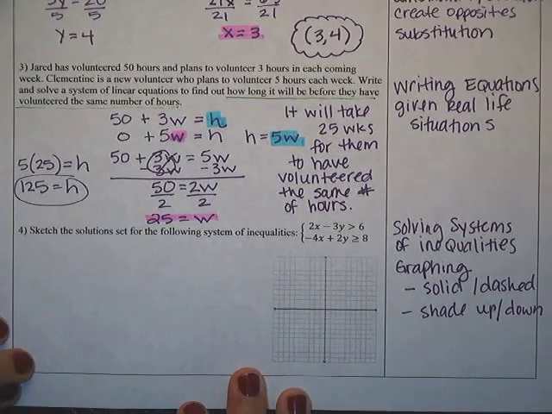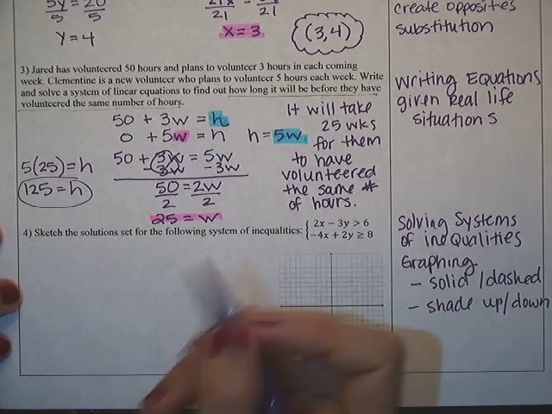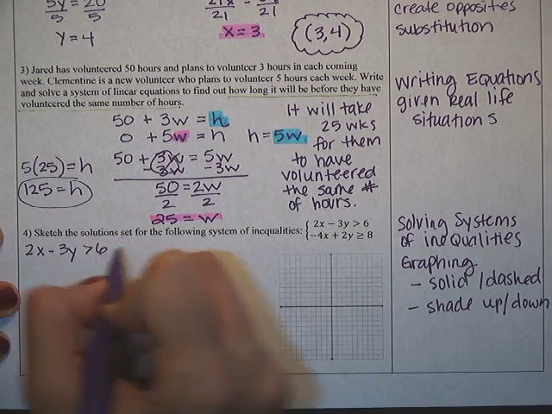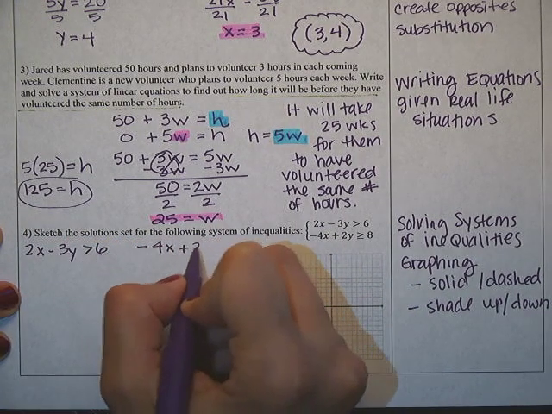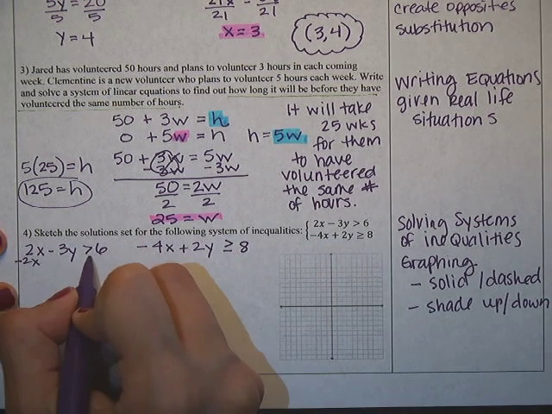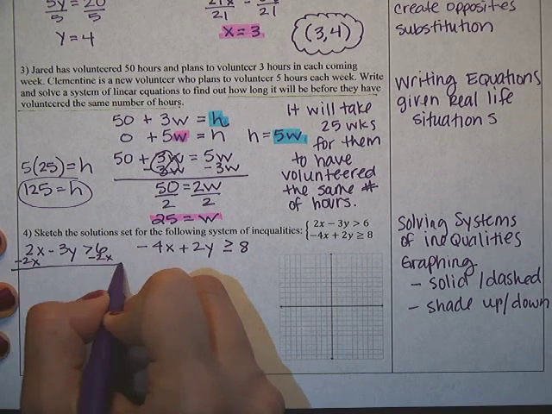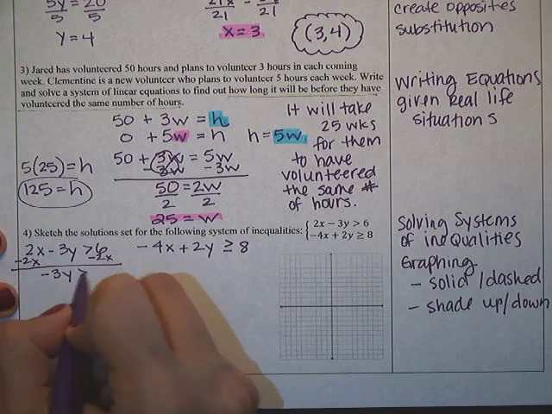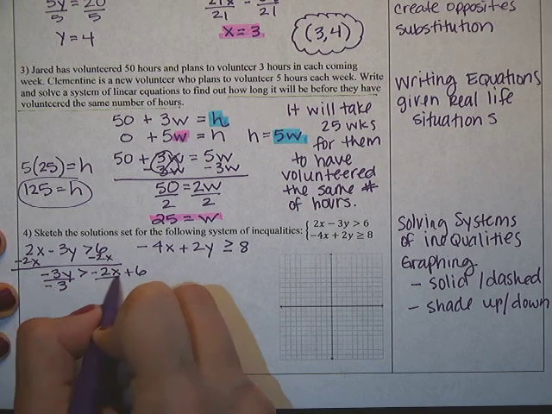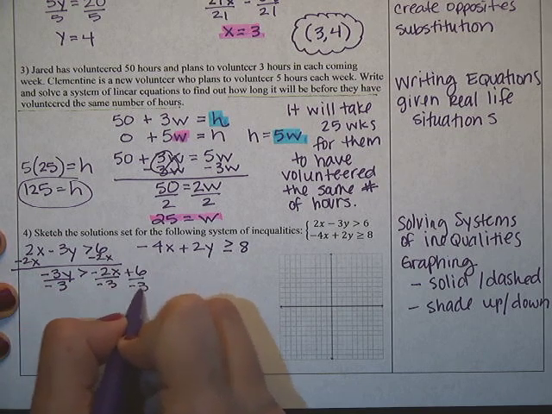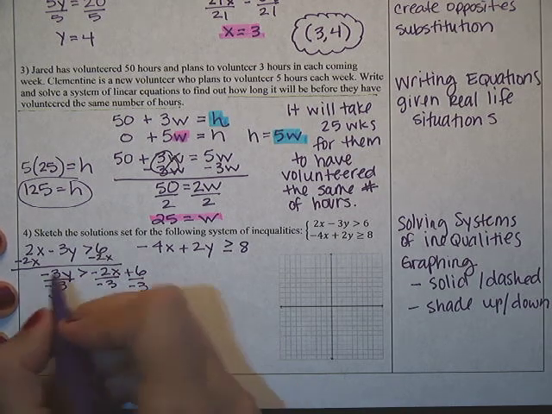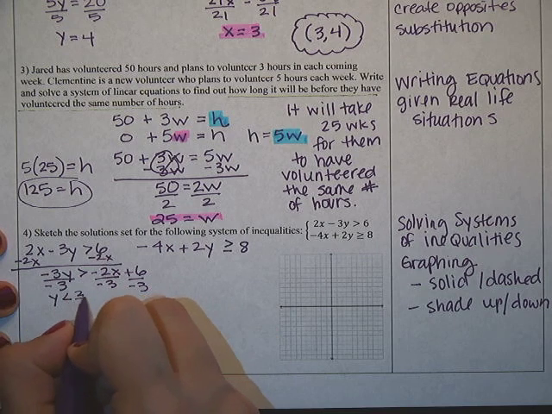Okay, so let's go ahead and write each of these inequalities in slope-intercept form. So I'm going to subtract 2x from both sides. And I have negative 3y is greater than negative 2x plus 6. Divide both sides by negative 3. Now remember with inequalities, and kids tend to forget this a lot, that when you divide by a negative, you have to flip the symbol.